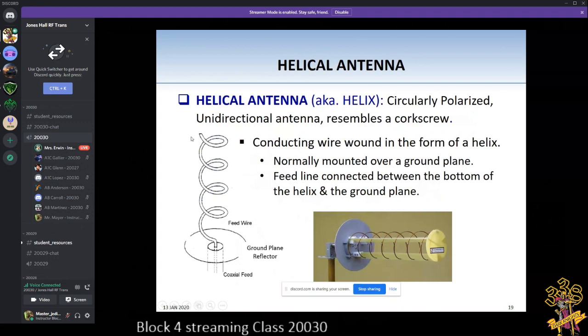There is a helical antenna, which is a circularly polarized antenna, and circular polarization makes the antenna very unidirectional. So this is going to be another high gain antenna. It's just a conducting wire wound up in the form of a helix. That's why it's called a helical antenna. Bet you would have never figured that out.